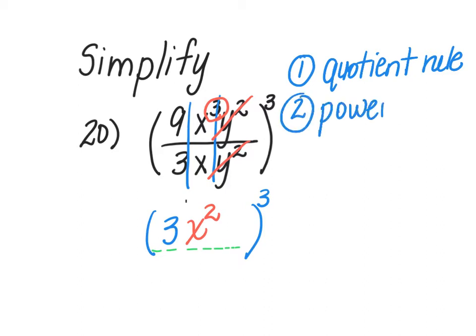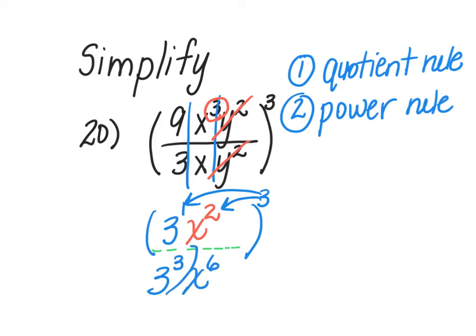So that's the power rule. Now if I don't see an exponent, I know that there's an understood exponent of 1. So the 3 has an understood exponent of 1. So when I pass out this outside power, I end up with 3 to the third, x to the 6th. And then of course I want to simplify 3 to the third. 3 to the third is 27. So I have 27x to the 6th.